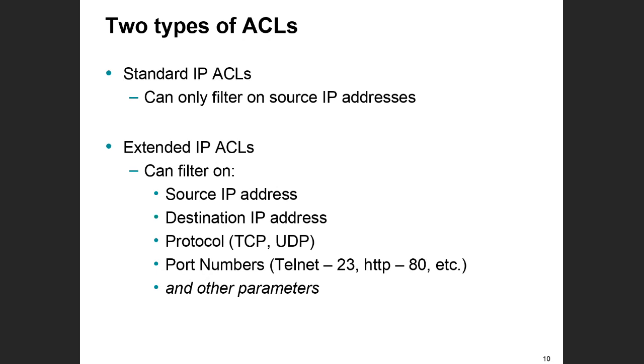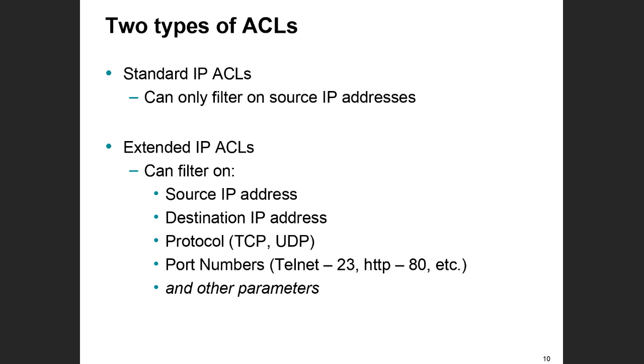Okay. There are two types of access control lists. We're going to first look at the more simple ones. They're called standard access control lists. The only thing they can filter on is the source IP address of that packet. The machine that created the packet, that's the source IP address. That's the only thing they can filter on.